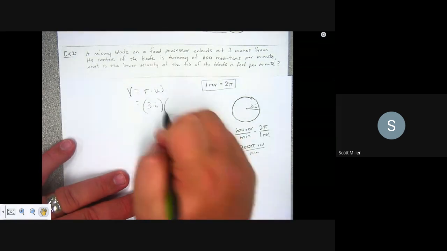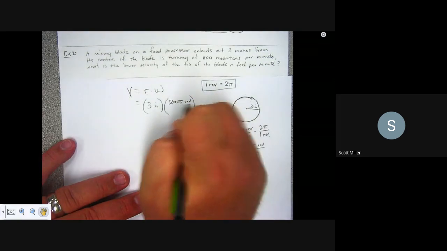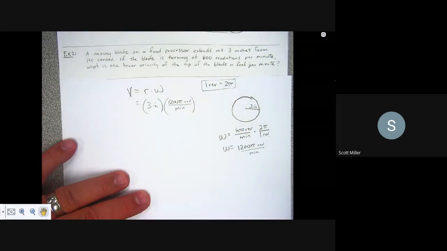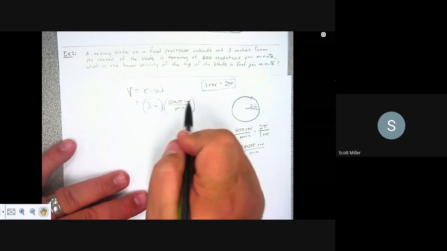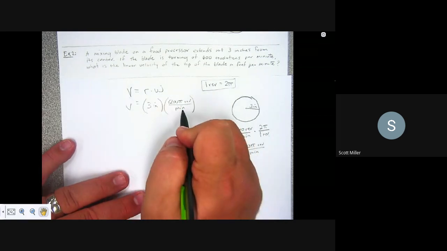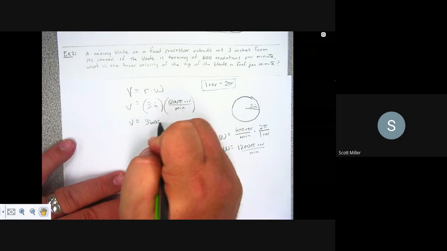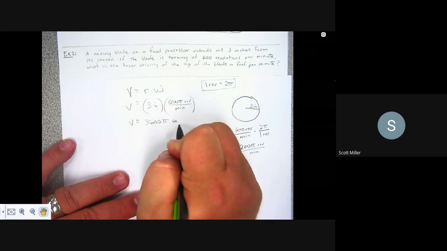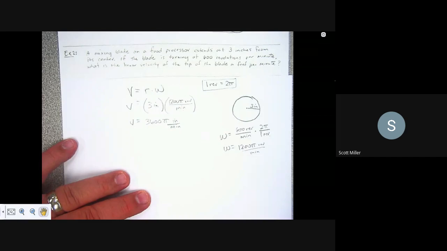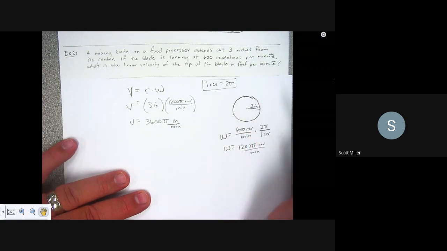So we're going to take that quantity and plug it in here: 1200π radians per minute. Now the radian, like I said, is not really a unit, so we disregard it. We're going to end up with a velocity in inches per minute. Multiply this out, and you get 3600π inches per minute. So that is the linear speed, but it's in inches per minute, and they wanted the answer in feet per minute. So we have to do a conversion again.